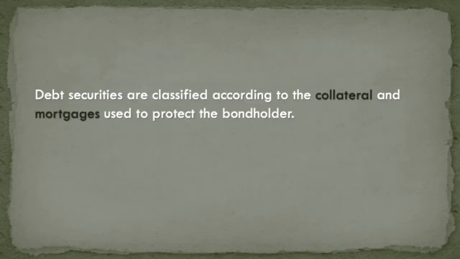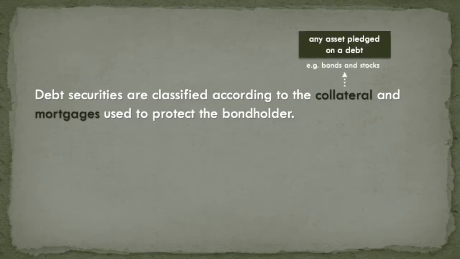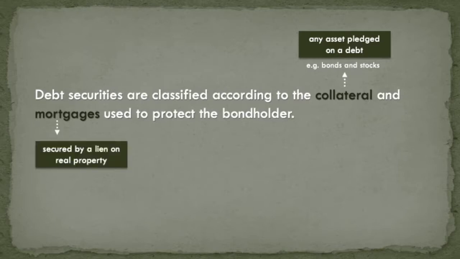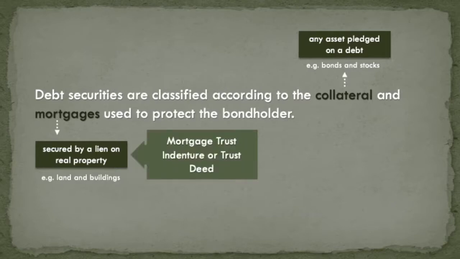Debt securities are classified according to the collateral and mortgage used to protect the bondholder. Collateral are securities, like bonds and stocks, that are pledged as security for the payment of debt. On the other hand, mortgage securities are secured by a mortgage on real property of the borrower. The property involved is usually real estate, like land and buildings. A mortgage trust indenture or trust deed is the contractual agreement used to secure the debt of the borrower.